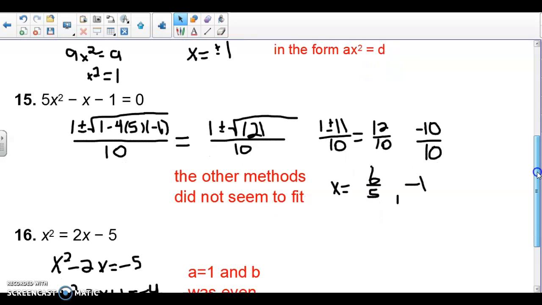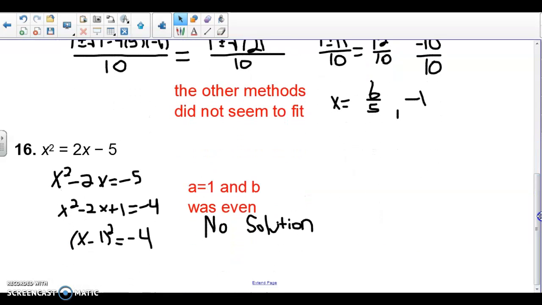And for 16, I chose to solve by completing the square. So I subtracted 2x from both sides. Then I took half of b and squared it and added it to both sides, so I added 1 to both sides. And I got x minus 1 squared equals negative 4. Well, the square root of something can't be negative, so that's why there will be no solution. And those are the reasons why I chose to solve by completing the square.